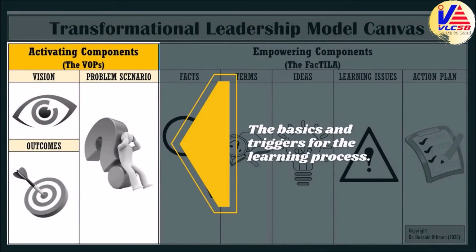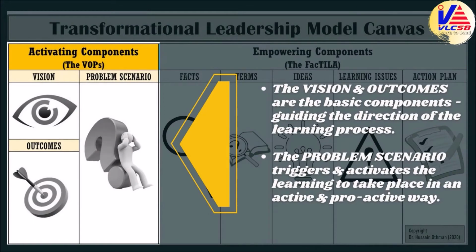These components are both the basics and triggers for the learning process. The vision and outcomes are the basic components that guide the direction of the learning process, whereas the problem scenario triggers and activates the learning to take place in an active and proactive way.